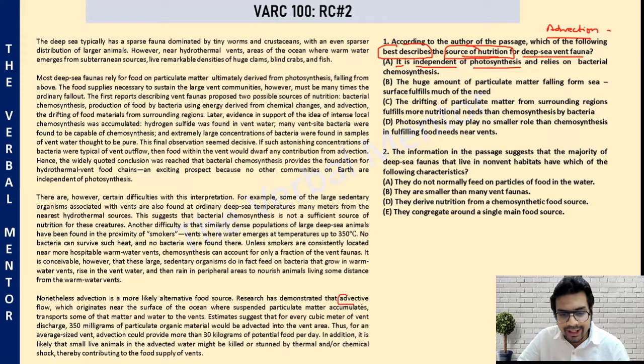In fact, if the author supports the advection theory, and advection is the drifting of food particles from the surface of the ocean towards the vent area, these food particles which are getting drifted have been produced through photosynthesis, and that's exactly what the author wants to say. Therefore, the food supply is not independent of photosynthesis. This is absolutely wrong. This is actually contradictory to what the passage says.